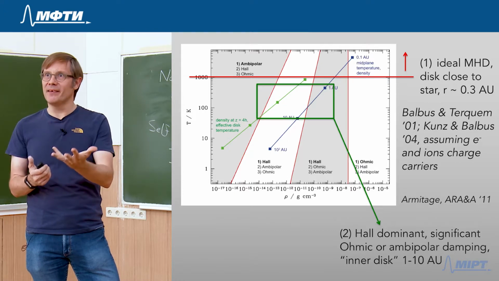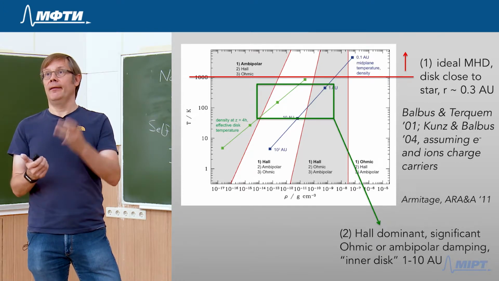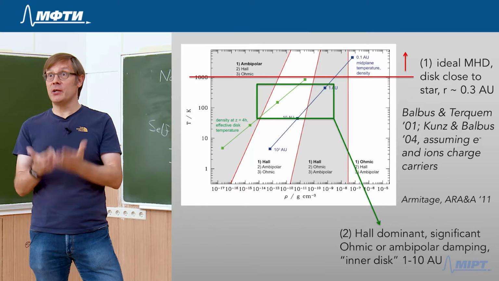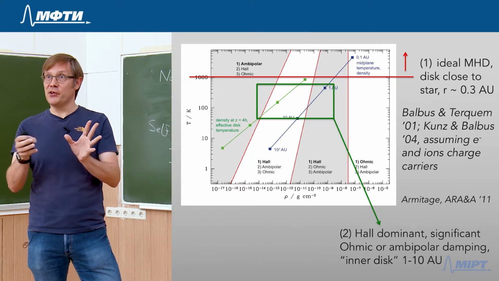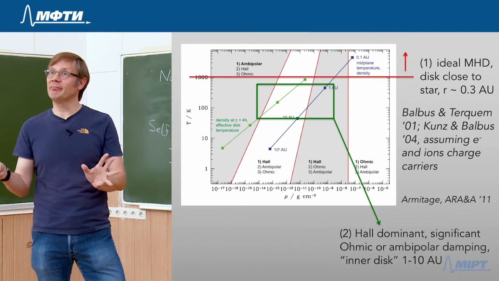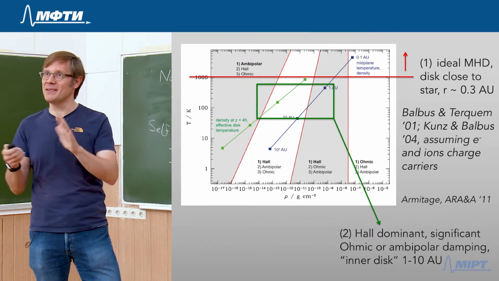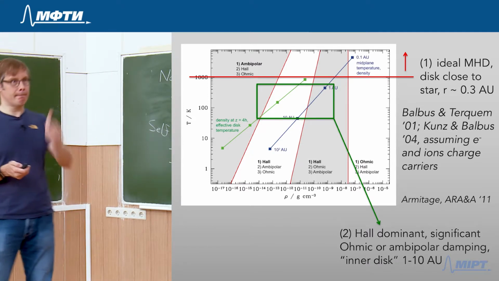We want turbulence to produce angular momentum transport. The MRI, ideal MHD, would give us turbulence. These other terms, if you like, threaten that. As I'll say in a moment, it's not quite that simple, but yeah.